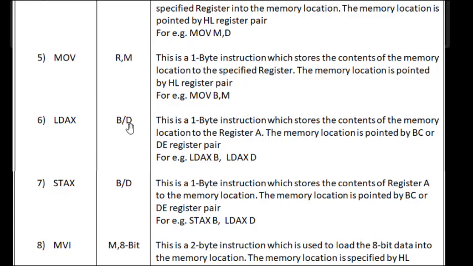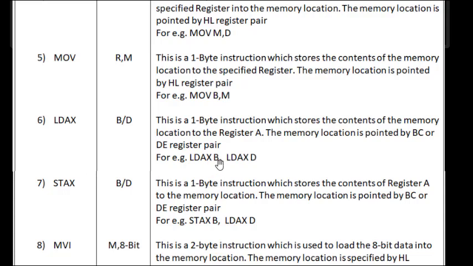This is a 1 byte instruction. It stores the contents of the memory location into register A, and the memory location is specified by either the BC or DE register pair. Let us see with an example. And one more, we have STAX B and STAX D.